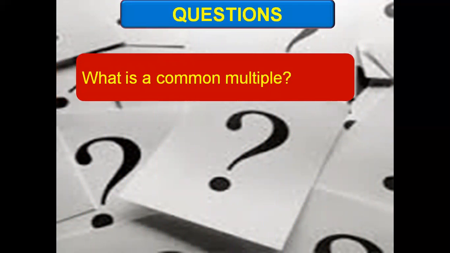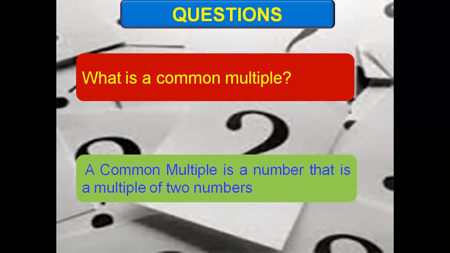The first question from you is: what is the common multiple? Give the answer, and then I will show you the answer. Just recall the answer in your mind, then I will show you. Tell me in a message whether your answer is right or wrong. What is the common multiple? A common multiple is a number that is a multiple of two numbers.